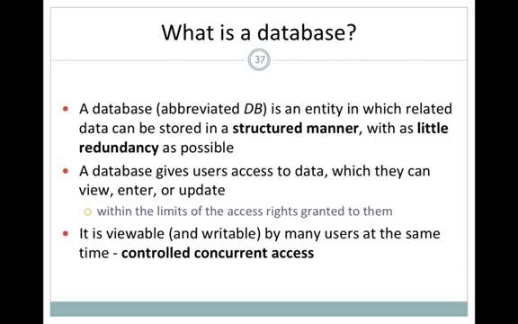And a final important point is that the database should be viewable and also writable, updatable by many users at the same time, using controlled concurrent access. And what we mean by controlled concurrent access is that if one user makes a change to the database, then this change should be seen by all of the other users. And the database should always be maintained in a consistent state.